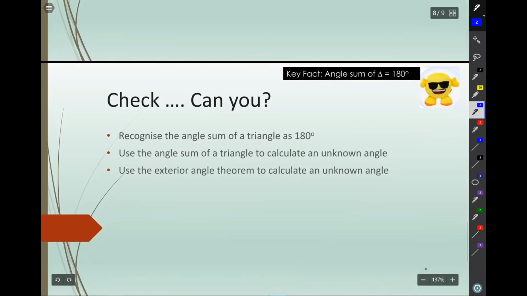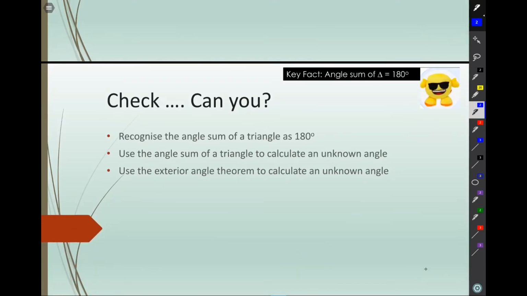Alright, so just make sure that you have something written down in your notes that's going to help you do all of these things, and now we're going to practice them with some questions.